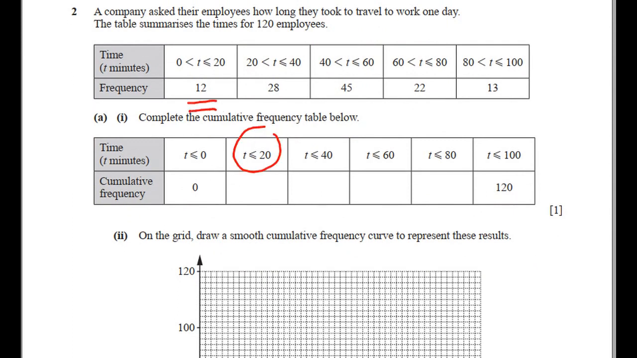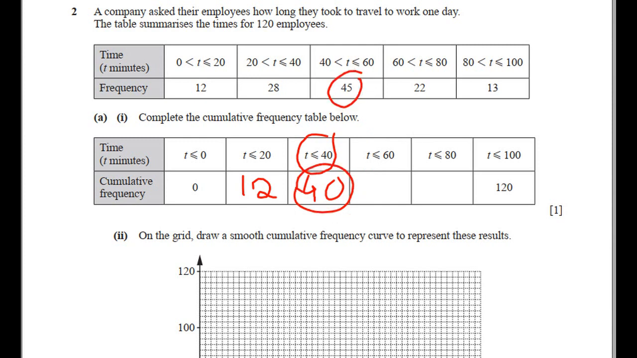Less than or equal to 40, that will be 28 plus 12. So the answer is simply 40. Less than or equal to 60, that is this 45 plus this combined value. So 45 plus 40 is 85. The next value will be obtained by adding these two. 22 plus 85, 107, and you can always check your final answer by adding these two, which should sum up to 102.